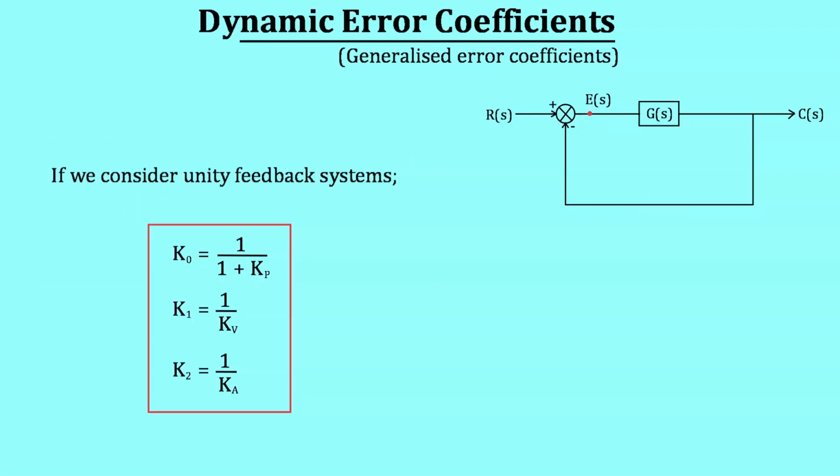When we were talking about static error coefficient, we already took a unity feedback system, but when we were discussing dynamic error coefficient, we had taken a general system in consideration. Now if we consider a unity feedback system in both cases, then we will have this relationship between dynamic and static error coefficient. The dynamic error coefficient K0 will be equal to 1 upon 1 plus positional error coefficient. Dynamic error coefficient K1 will be equal to 1 upon static velocity error coefficient. Similarly, dynamic error coefficient K2 is equal to 1 upon static acceleration error coefficient.